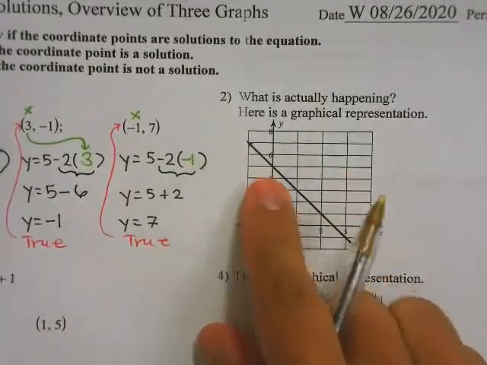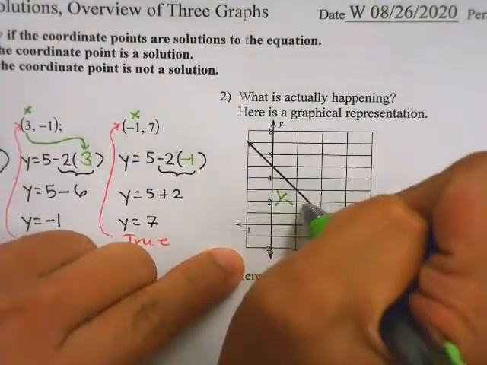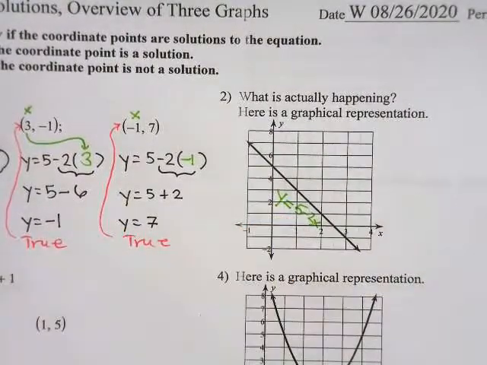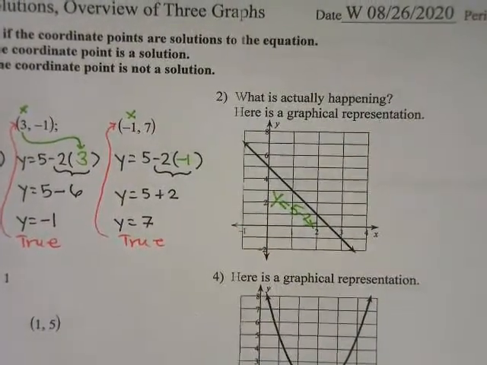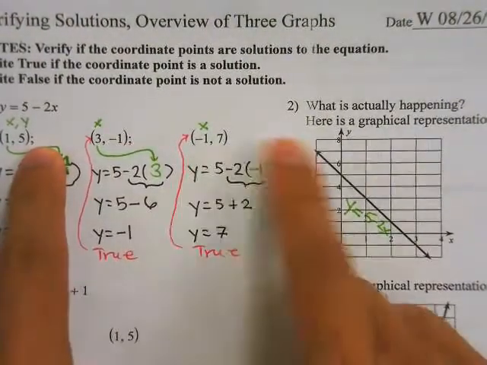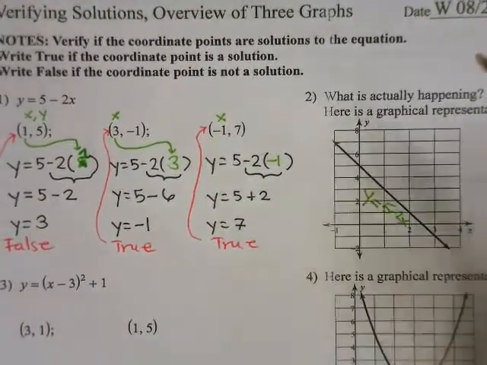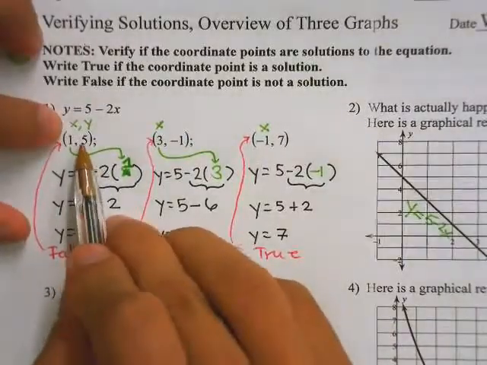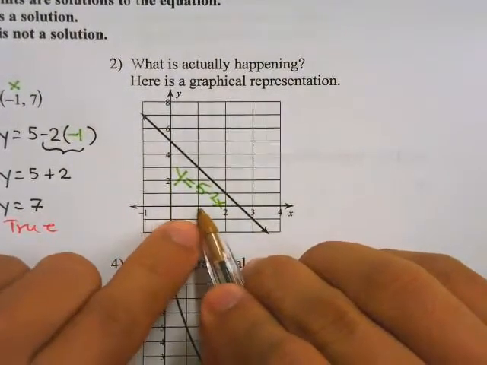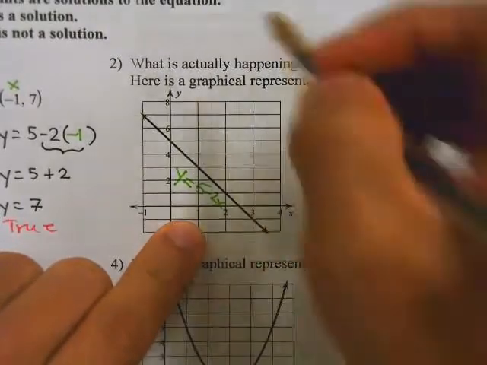This actually is a graph that I have already graphed for you. So this is the y equals 5 minus 2x line. If you want to write that down over there, you can. And what we're going to do is graph these 3 points and plot them over here and see what happens. I'm going to plot them in red. So we're going to start with (1, 5) first. We're going to start on the x-axis, 1, and then 5 up: 1, 2, 3, 4, and 5.